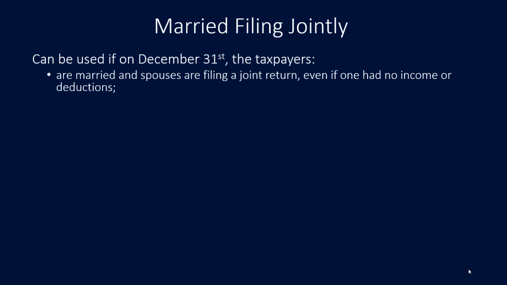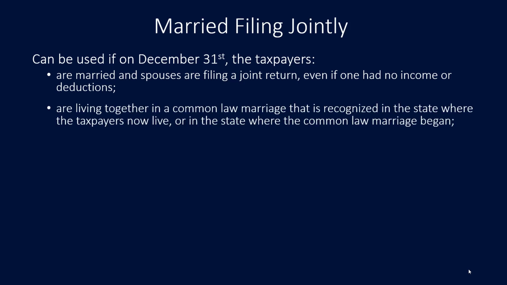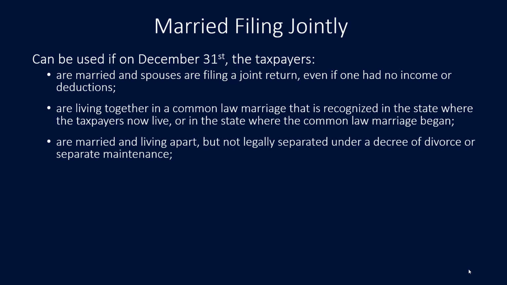Married filing jointly can be used if on December the 31st, the taxpayers are married and spouses are filing a joint return even if one had no income or deductions, are living together in a common law marriage that is recognized in the state where the taxpayers now live or in the state where the common law marriage began, or are married and living apart but not legally separated under a decree of divorce or separate maintenance agreement.